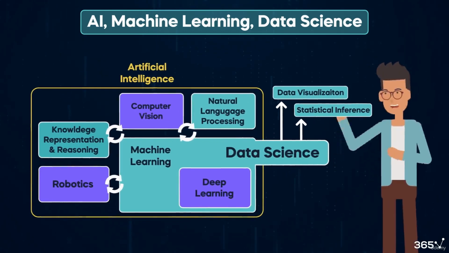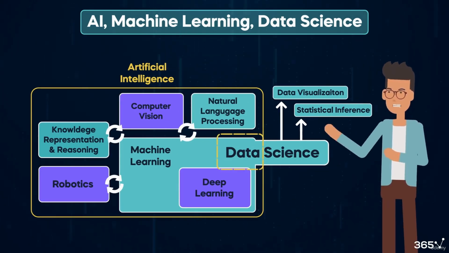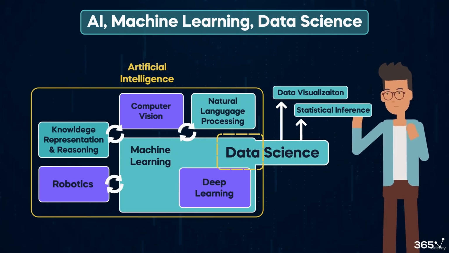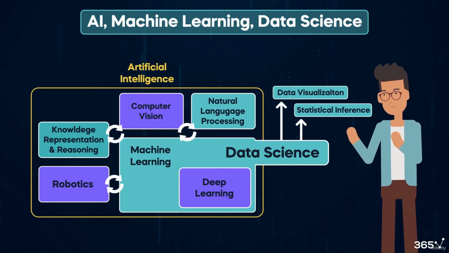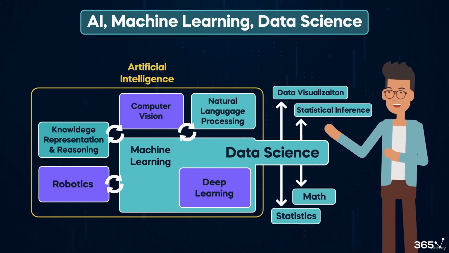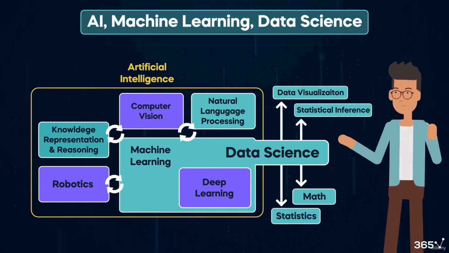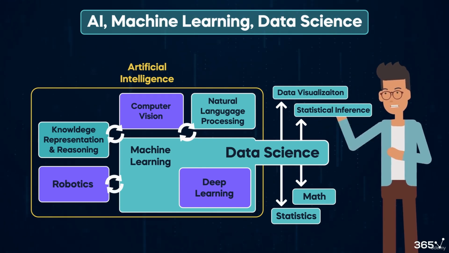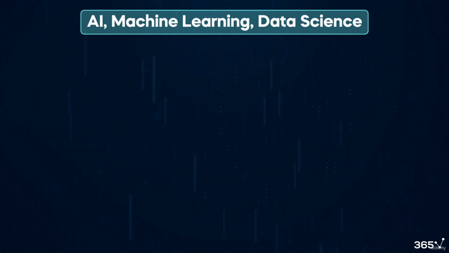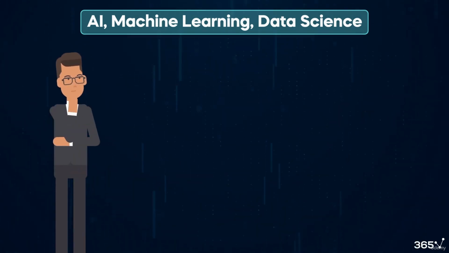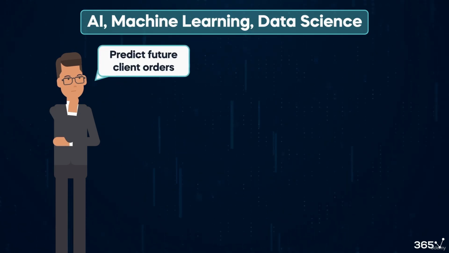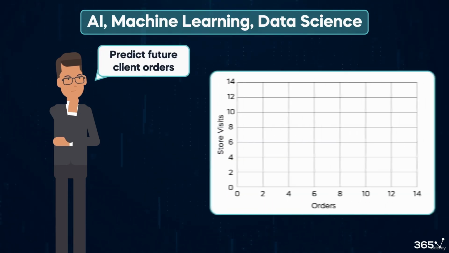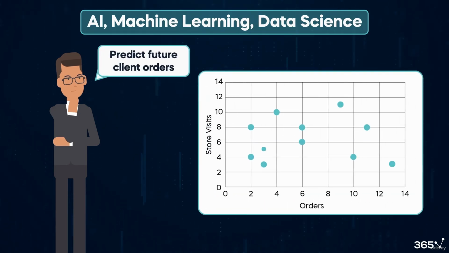Therefore, data science has an essential intersection with AI and its subfield, machine learning, but also relies on math, statistics, and data visualization to gain business value from data. A data scientist can develop a sophisticated algorithm to predict future client orders, but they can also plot clients' orders against store visits and uncover valuable business insights.